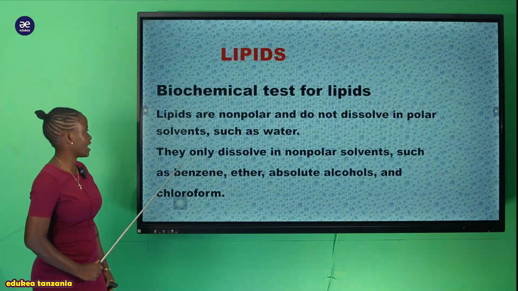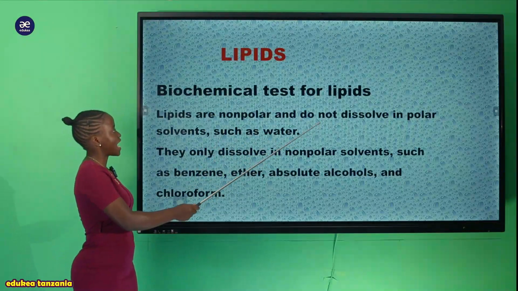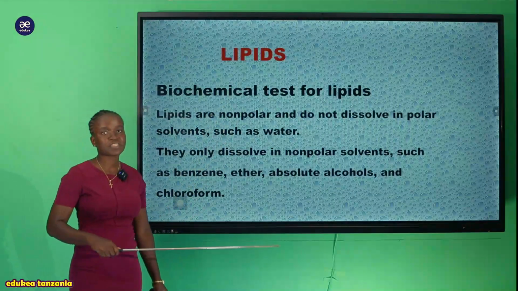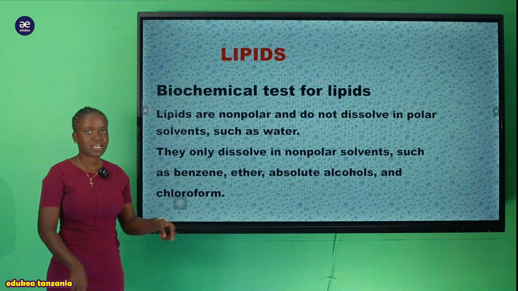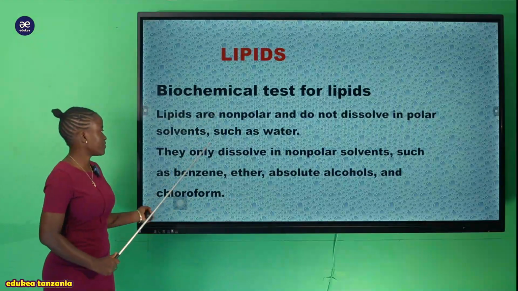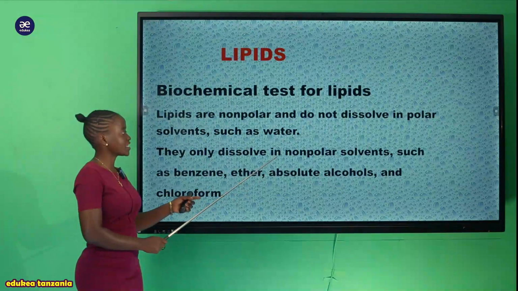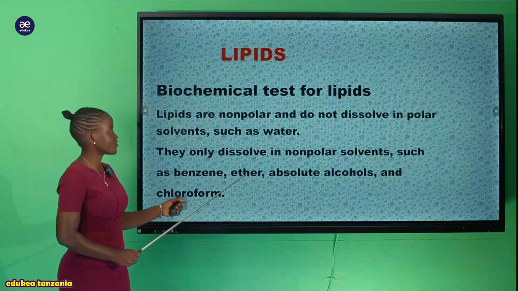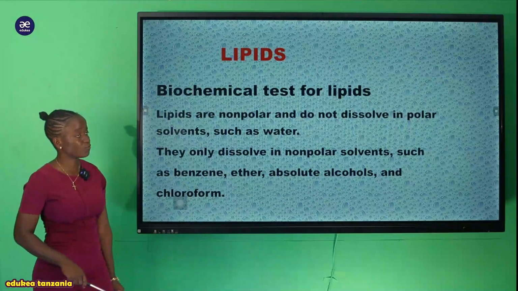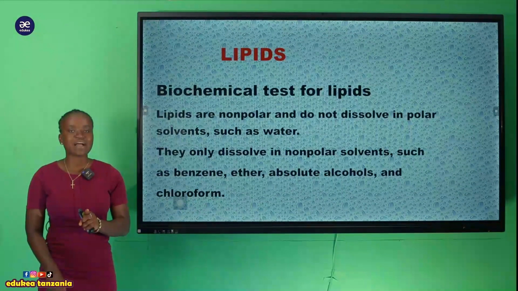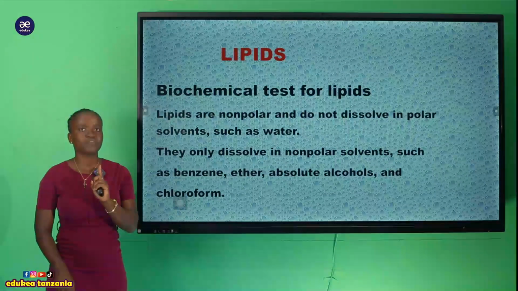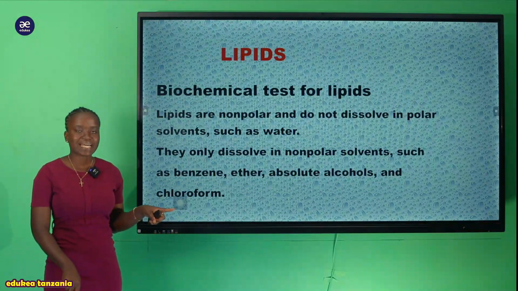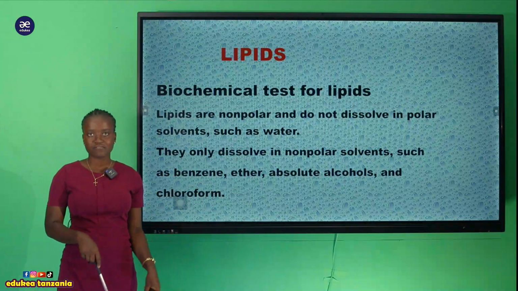And here we can say that since lipids are non-polar, they cannot dissolve within the polar substance, and the polar substance is water. So simply we can say that they only dissolve in non-polar solvents such as benzene, ether, absolute alcohol, and chloroform. Solvent ambayo lipid haiwezi dissolve ni tumesema hapa inaitwa water. But this non-polar substance can dissolve within the non-polar solvent.